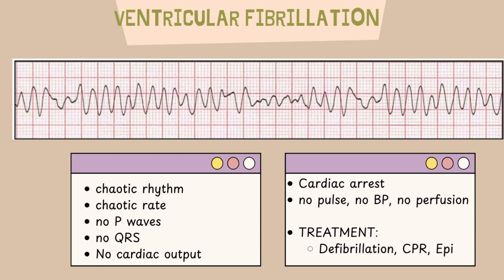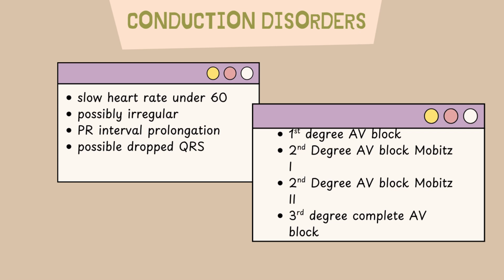Alrighty, friends. Now, let's slow things down. Literally. Brady arrhythmias. If the heart drops below 60 beats per minute, we've learned that we're in bradycardia territory. If the heart rhythm is irregular, or the communication between the atria and the ventricles is off, you may be looking at some kind of AV block. So let's walk through them in order to understand them.